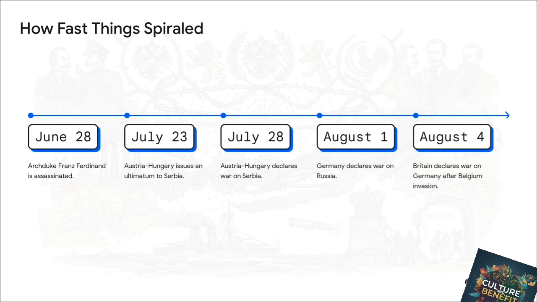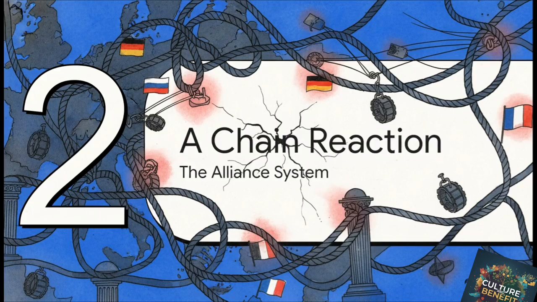And from there, it's just a free-fall. Within a week, pretty much all the major powers in Europe are at war with each other. The dominoes just fell, one after another, with this absolutely breathtaking speed. So the big question is why? Why did the murder of one man in Sarajevo drag the entire continent and eventually the world into war?